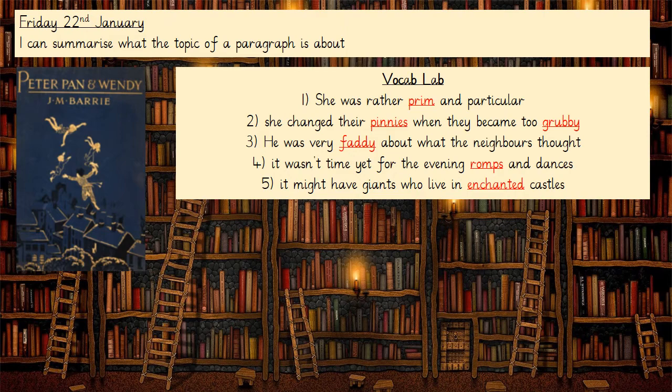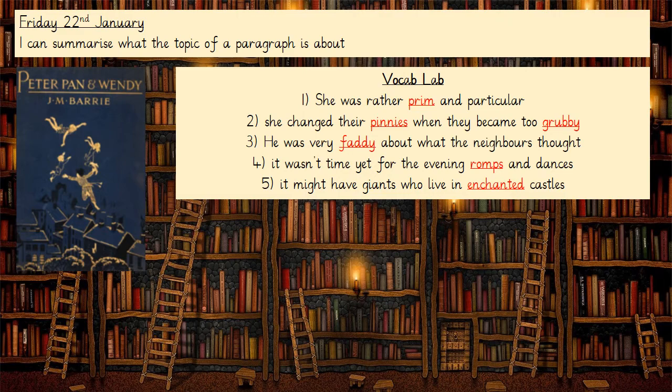Let's look at some of the vocabulary that we're going to come across in this extract. Number one, she was rather prim and particular. What does the word prim mean? Number two, she changed their pinnies when they became too grubby. What do the words pinnies and grubby mean? Number three, he was very faddy about what the neighbours thought. What does the word faddy mean? Number four, it wasn't time yet for the evening romps and dances. What does the word romps mean? And finally, it might have giants who live in enchanted castles. What does the word enchanted mean?